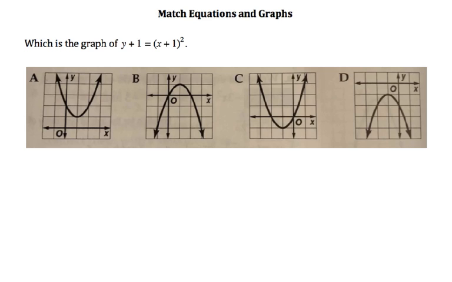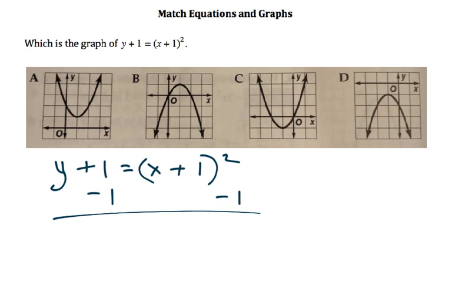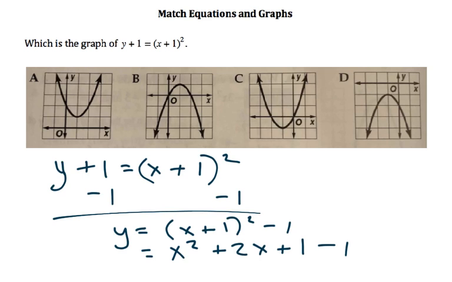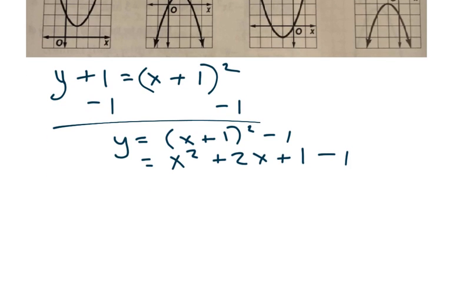Which is the graph of y plus 1 equals x plus 1 squared? So many different ways you could think about this. Let's go maybe a long route. y plus 1 is x plus 1 squared. Now normally we're used to seeing these things in standard form, so let's get it to that point. I subtracted 1 from both sides, and then maybe I FOIL this out. So that then these cancel, and I have x squared plus 2x.